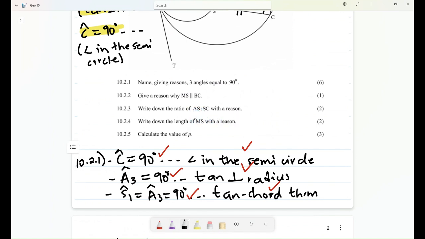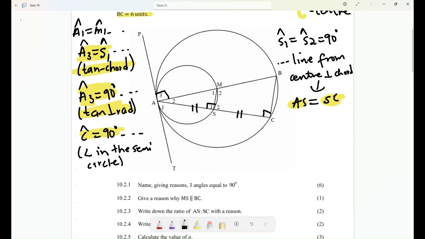Length of MS. Where is MS? Let me remove this. I know this is equal to that, then MS. Now let's look at this triangle. Let's take a close look at this triangle. Can you see that I'm having something like this? And now I know this one is equal to that one.